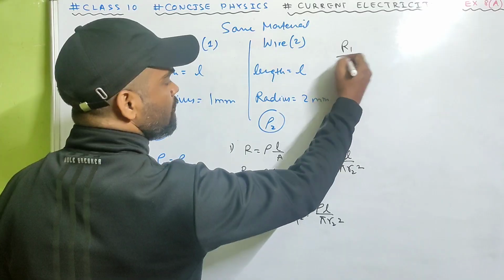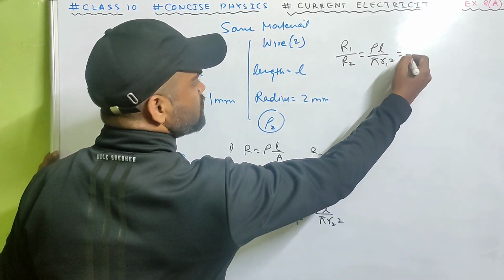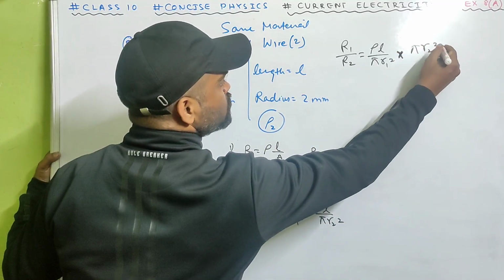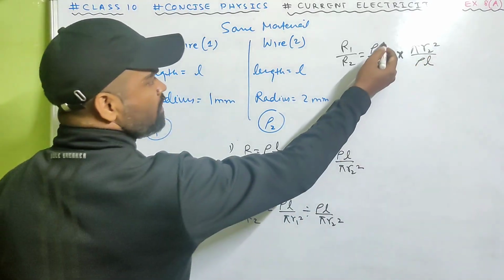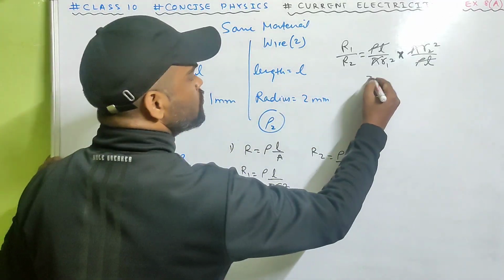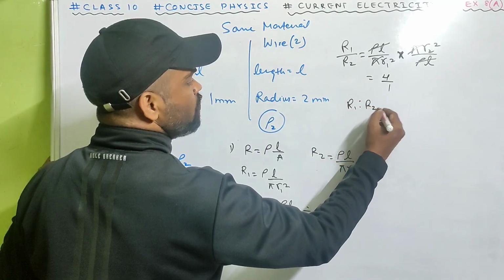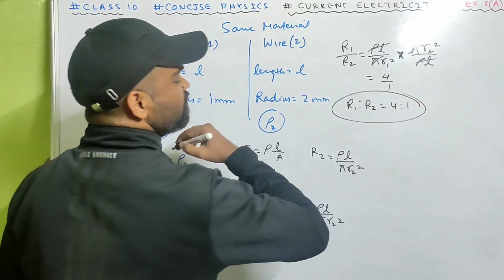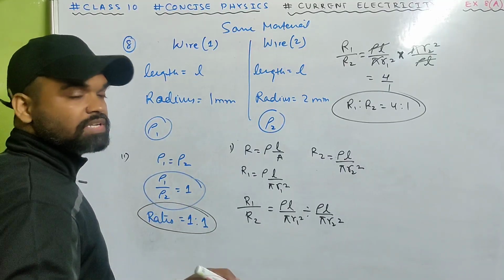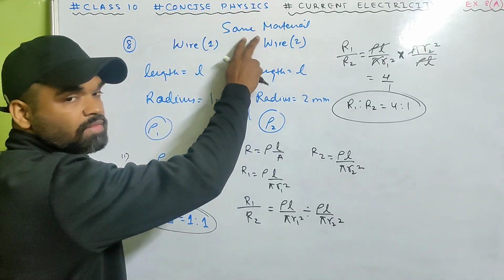So R1 by R2 is equal to rho L by pi R1 square multiplied by, division becomes multiplication, pi R2 square by rho L. Solve it. Rho L, pi cancels. R2 square, R2 is 2, so 2 square is 4. R1 square, 1 square is 1. Which means the ratio of the resistances will be 4:1 and the ratio of the specific resistance will be 1:1 because specific resistance depends upon the material and the material is same.